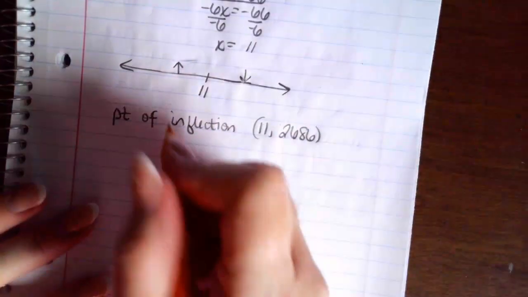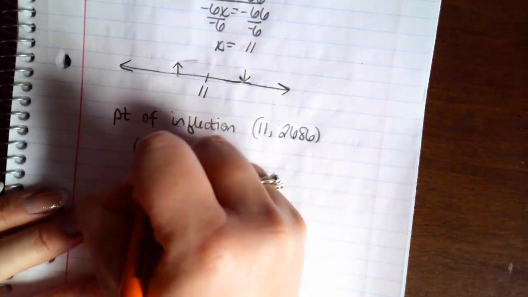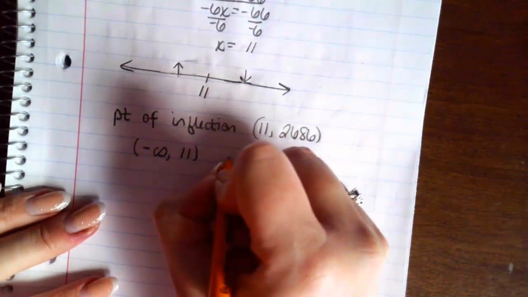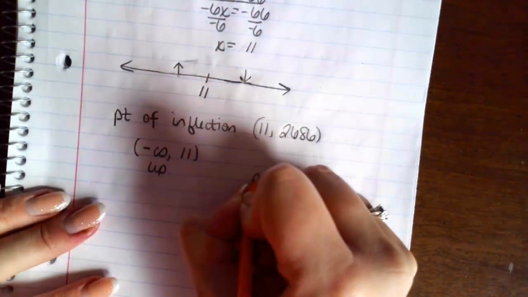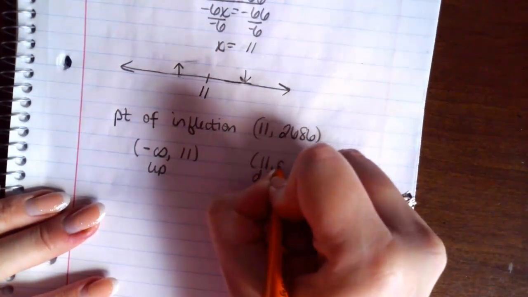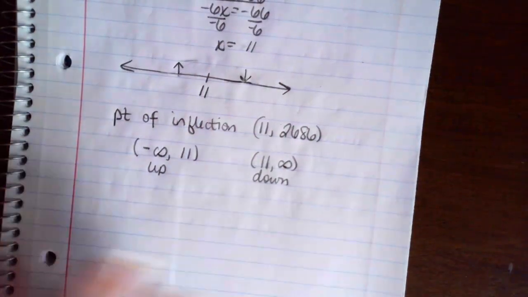So where is it concave up? It's concave up from negative infinity to 11, and then it's concave down from 11 to positive infinity. Okay?